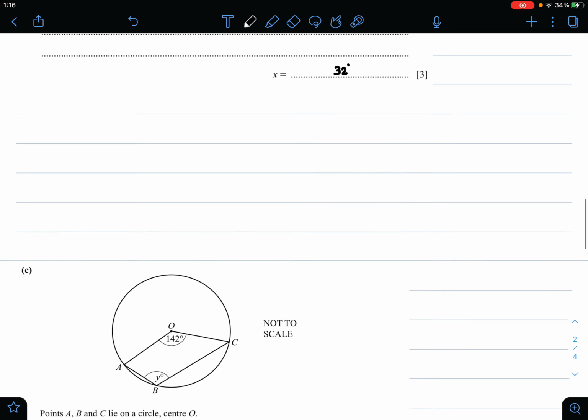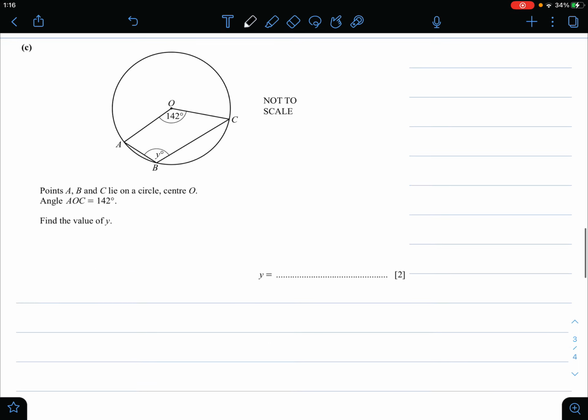Now let's move to part C of this question. So for part C, they are asking us to find the value of y. So we know that angles in a circle add up to 360. So you can say that 360 minus 142 will be equal to this angle. So 360 minus 142 is equal to 218.